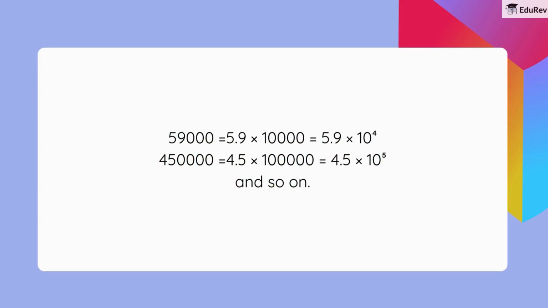59,000, we can write it as 5.9 times 10 to the power of 4, and 450,000 as 4.5 times 10 to the power 5. It's a neat way to keep things tidy and understandable.